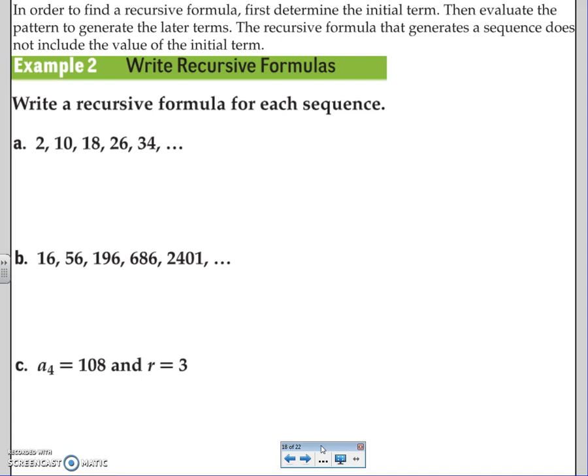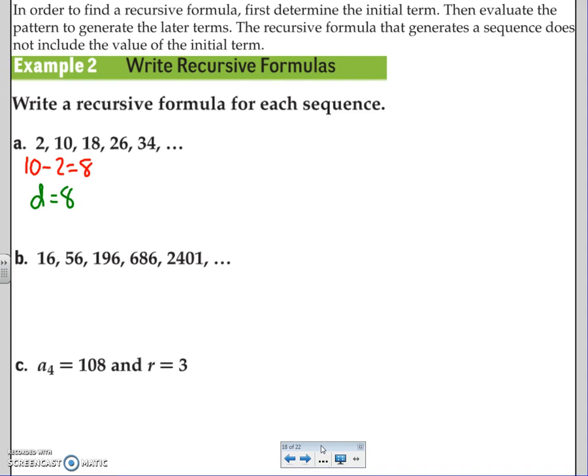This first one, we have to figure out whether it's arithmetic or geometric or neither. We're going to do a check. There's a common difference, d. 10 minus 2 is 8. Okay, that's good. I'm adding it: 2 plus 8 is 10, 10 plus 8 is 18, 18 plus 8 is 26, 26 plus 8 is 34. Great. So we know d, our common difference, is 8.